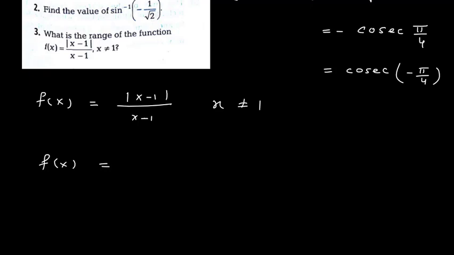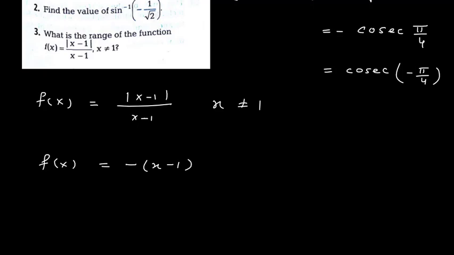Now when the value of x is negative, means less than 1, numerator will be positive, as inside this mod I will get a negative value, but I need a positive value as there is a mod sign. So what I will do, I will redefine it and I will say that this is minus x minus 1.